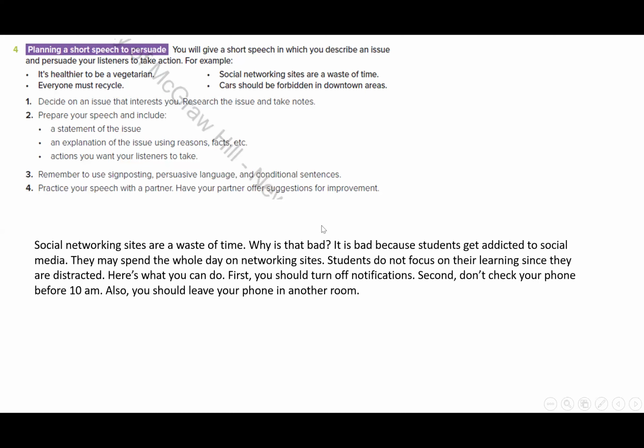So I am showing the problem. They may spend the whole day on networking sites. Still showing a problem. Students do not focus on their learning since they are distracted. Distracted means unable to focus. Everything up to here is showing a problem. Now we start solving the problem. So, persuade people to take action. Here is what you can do. First, you should turn off notifications. Second, don't check your phone before 10 a.m. Also, you should leave your phone in another room.